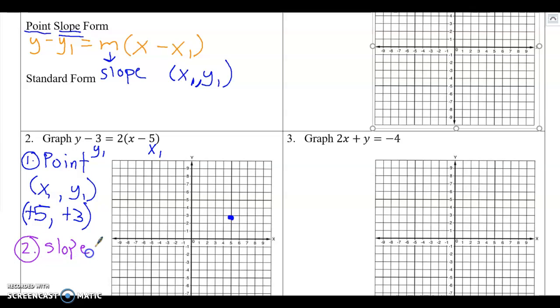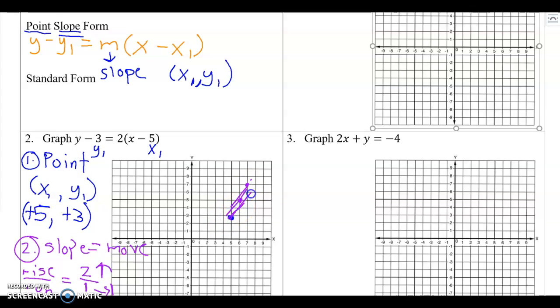And that's going to tell me how to move from this blue dot. So my slope is 2. But remember, slope has to be rise over run. So my rise is 2. If I make this a fraction, 2 over 1, because 2 divided by 1 is still 2. So I'm going to rise 2, so that means I'm going to go up 2 and to the right 1. Up 2 to the right 1. And you only really need like 3 dots.